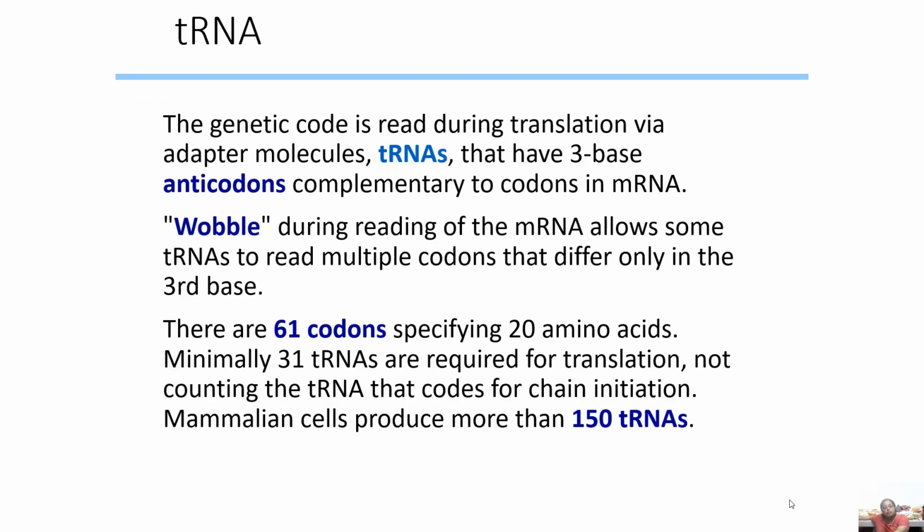Now, tRNA. The genetic code is read during translation by adaptor molecules, tRNAs, that have 3-base anticodons complementary to codons in mRNA. Wobble reading of the mRNA allows some tRNAs to read multiple codons that differ only in the third base. There are 61 codons specifying 20 amino acids. Minimally 31 tRNAs are required for translation, not counting the tRNA for chain initiation. Mammalian cells produce more than 150 tRNAs.